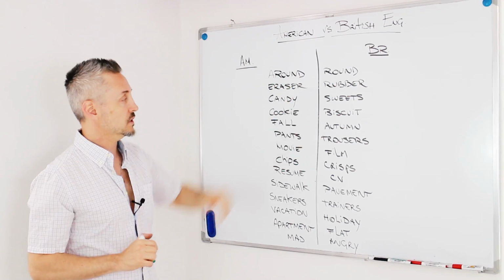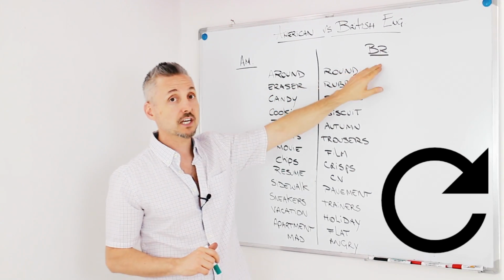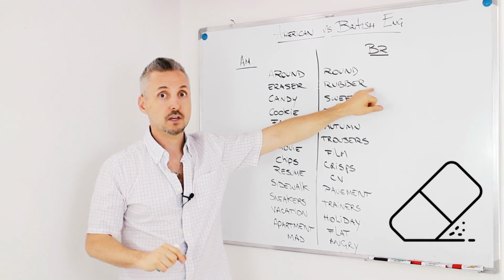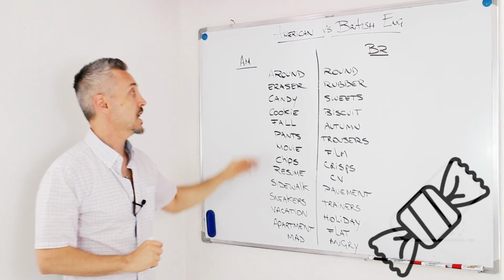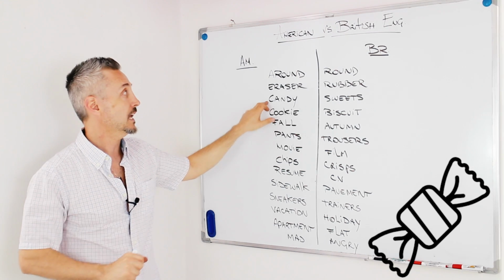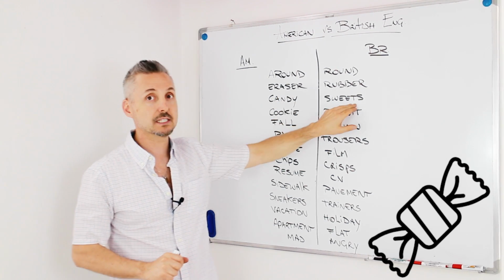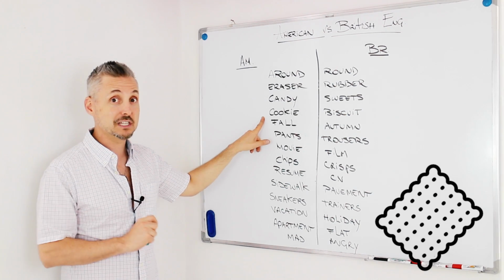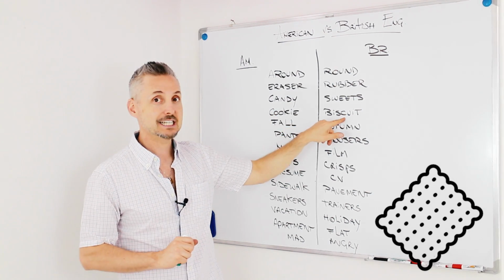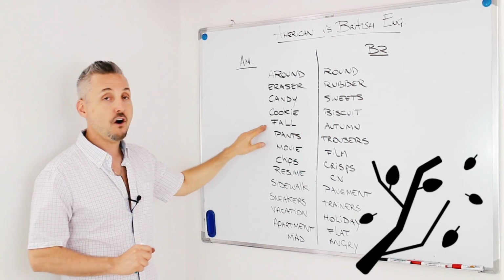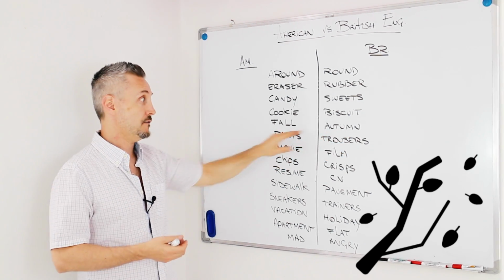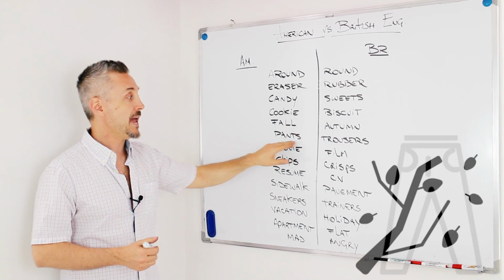Now let's look at some vocabulary differences. So around in American English, in British English, round. Eraser, rubber in British English. Candy in American English. Sweets in British. Cookie, in the morning you eat cookies. Biscuit in British English. Fall, autumn, okay, the season, okay, fall and autumn.